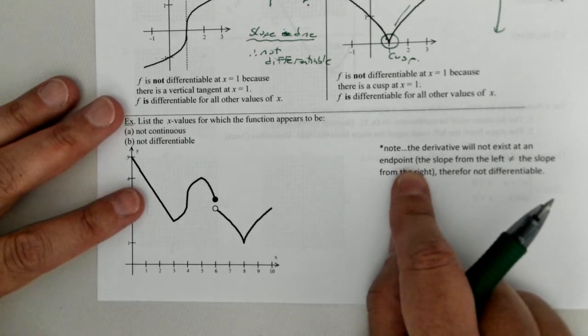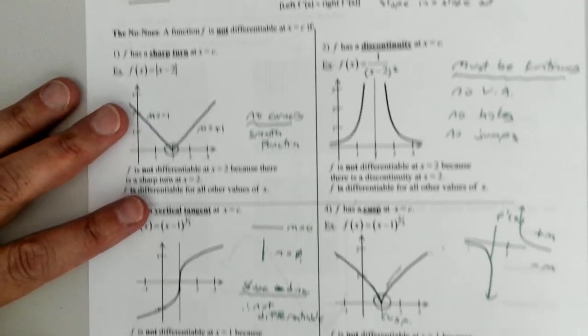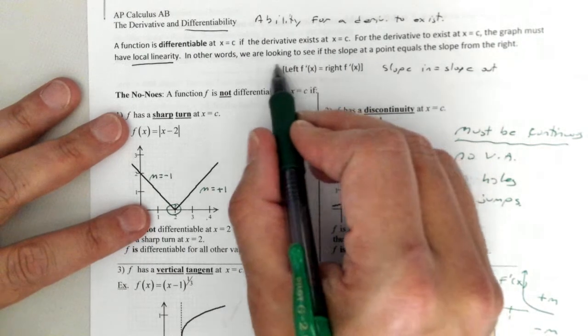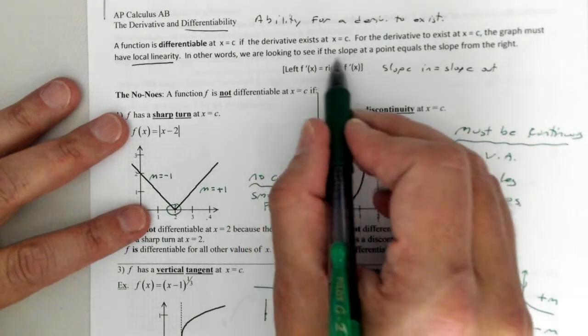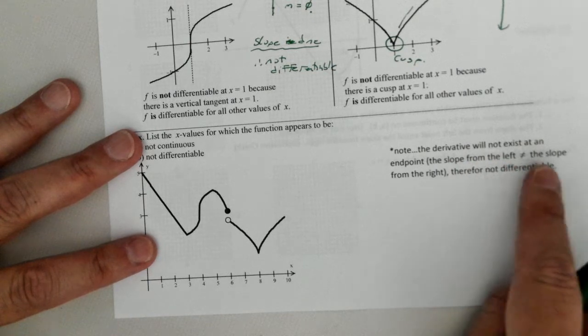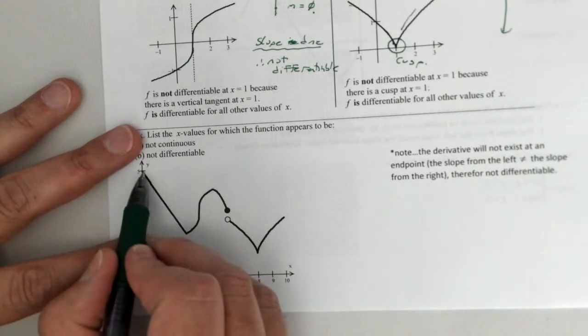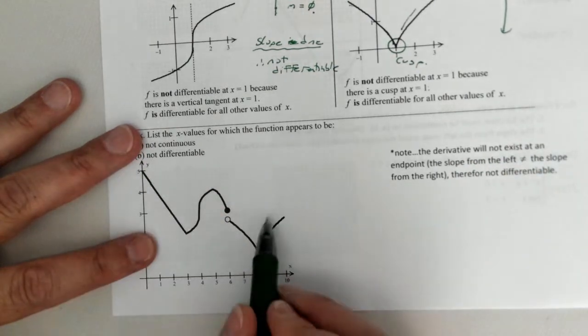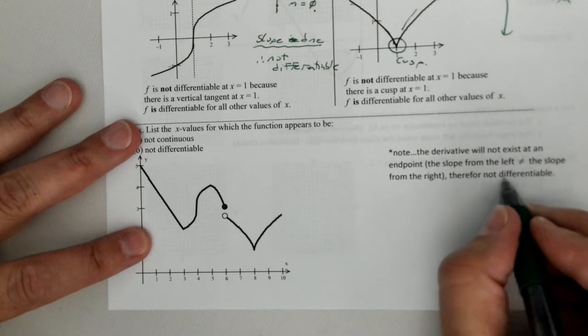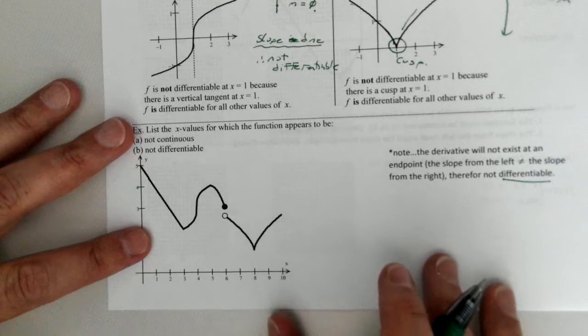So let's go back up when we talked about differentiability, right? That is that idea of that local linearity. Notice we're talking about the slope from the left equaling the slope from the right. Well, at an endpoint, we say the derivative cannot exist because, like at this endpoint right here, there is no slope to the left. Over here, there is no slope to the right. So therefore, at endpoints, we always say that the function is not differentiable.